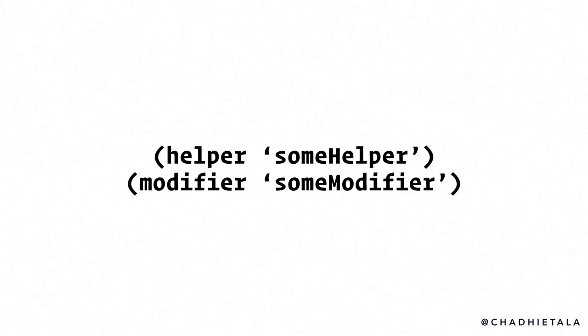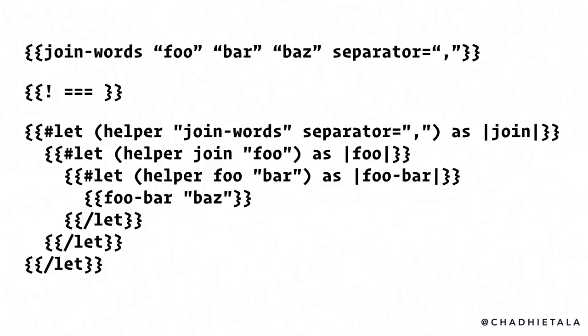But more importantly, you can close over them and you can pass them around like opaque values. So for example, this top example here is the join words helper. And then the bottom is this craziness, but it is functionally equivalent to what the join words thing is doing. You're creating a closure of join words with a separator in the first one. Then you are currying on foo, then currying on bar. And then at the end, you finally invoke the expression and it unwinds everything like that.